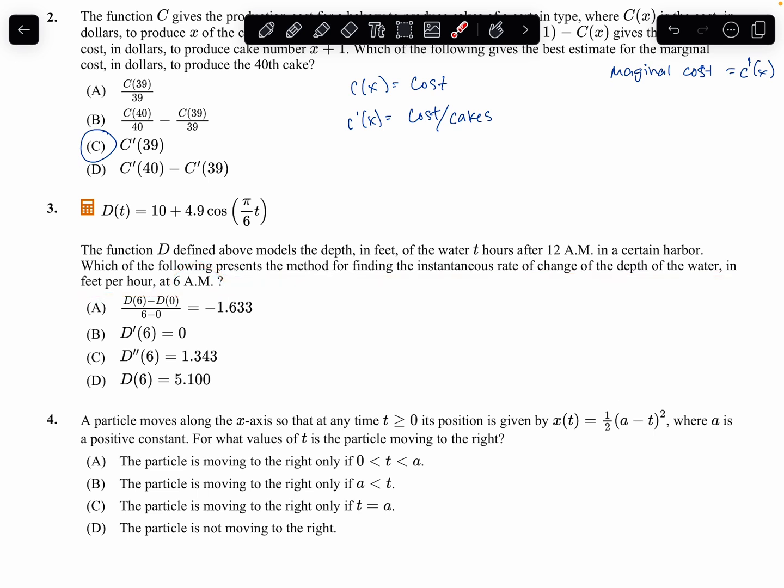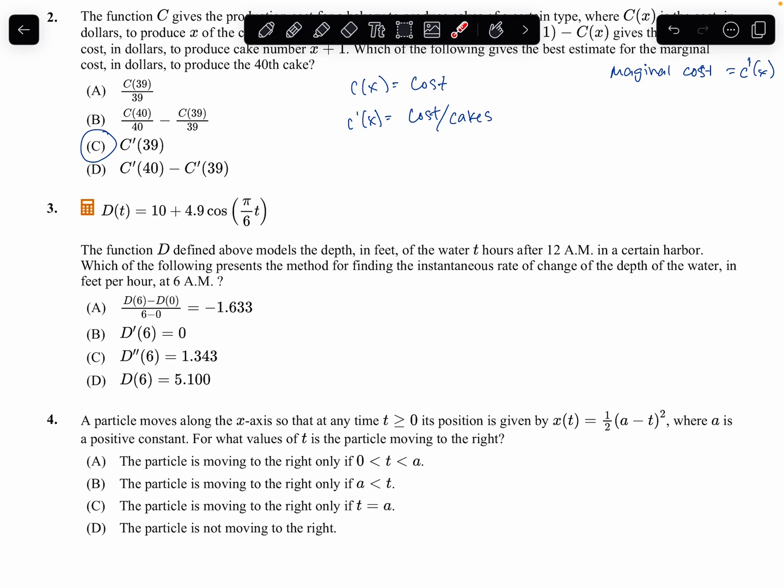So the function d defined. You don't even need the calculator here. Why would they say this? Because you don't even need a calculator here if you're just trying to see which is the best method. You would use a calculator, whatever method that you're using, but we're just picking the method, so you don't actually need a calculator here. So the function d defined above models depth in feet.